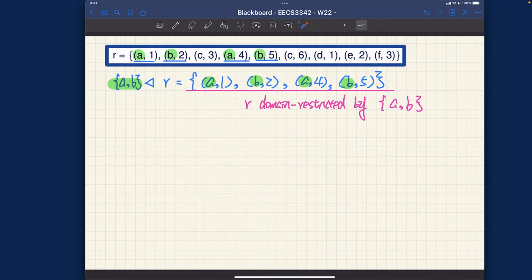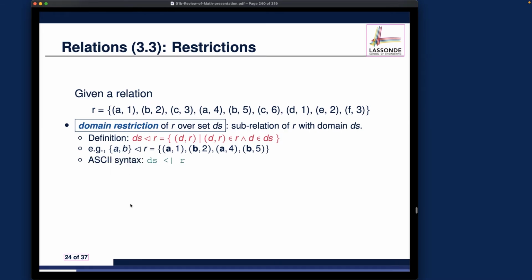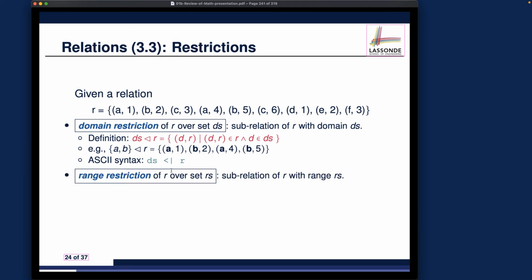Let's now take a look at the second operation. The ASCII syntax will be like a less than sign followed by a vertical bar, right? It resembles the triangle notation over here. The second one is called range restriction. So we are still talking about restriction. So now what we want to do is not about the first element but the second elements, so on the right-hand side of the relation. So as you can see, the relation over here, R. And since we are talking about range, that's why the set to be restricted to should be on the right.